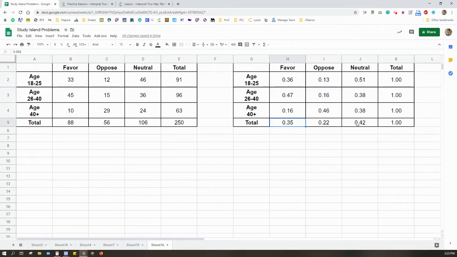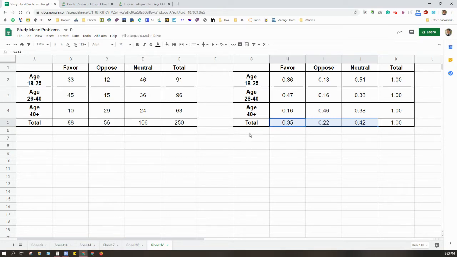Similarly, if I added these three together, I would get 0.99, and they all happen to round down, and that's the reason that they don't add up to 100%. But those are acceptable rounding errors in this problem. So now that we have our relative frequencies, we can go ahead and answer our question.